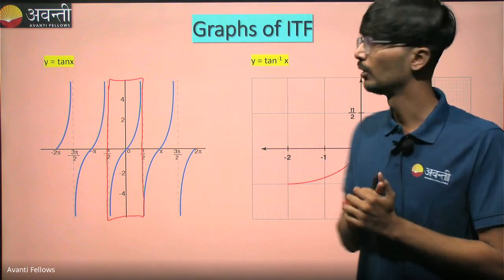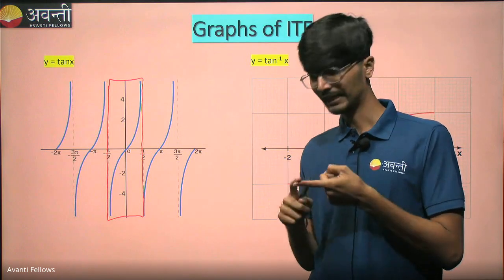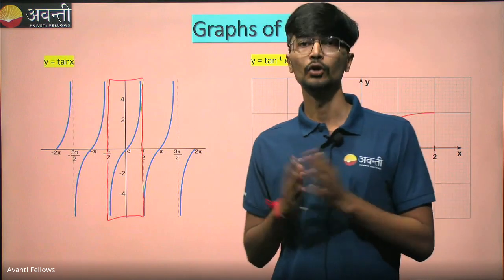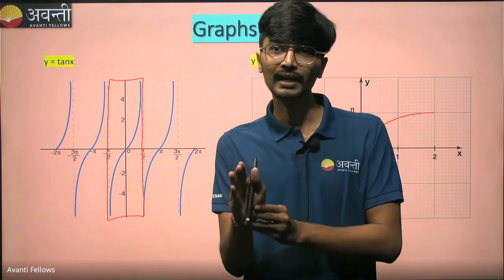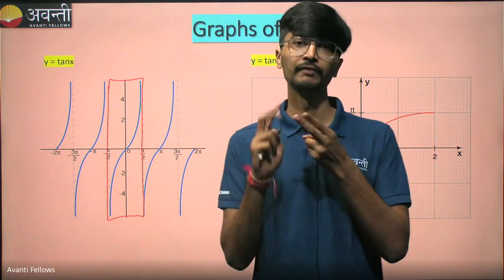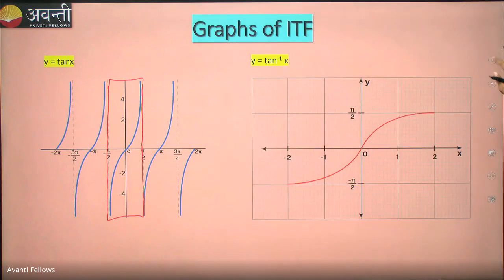Same, now we'll see cot inverse. I hope you are understanding how we are proceeding. So sine, cos, tan are simple. Same we can do for cosec, sec and cot. I hope you remember the graphs. If you remember the graph, then it is very, very simple to get the inverse graph. We have to only do two steps. Now let's see cot inverse.